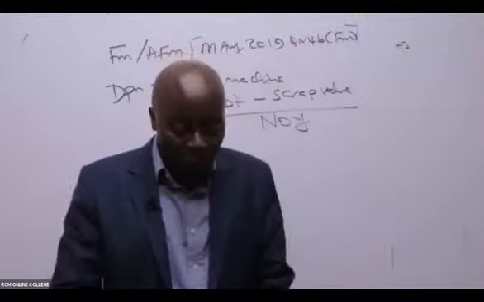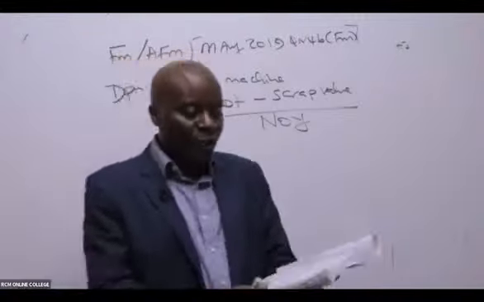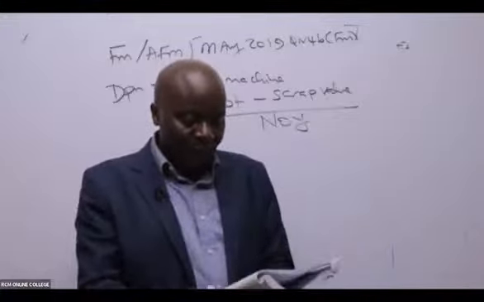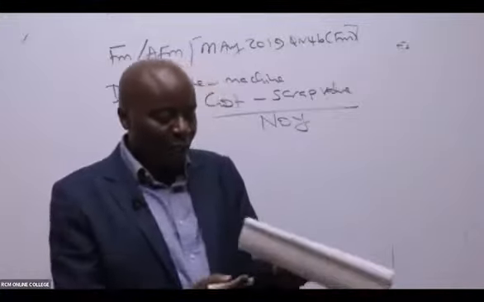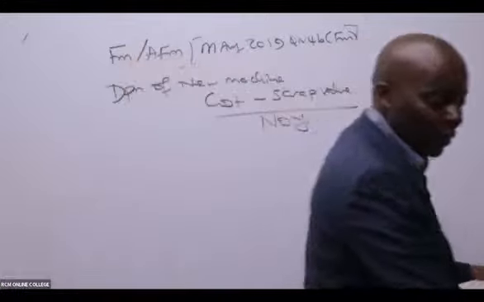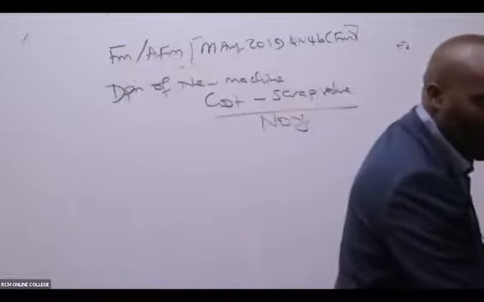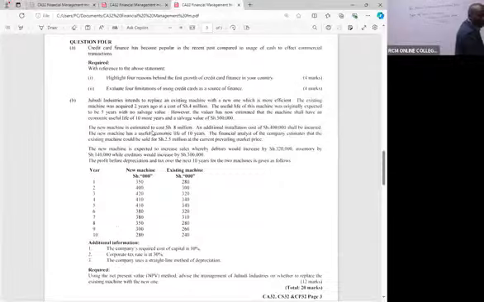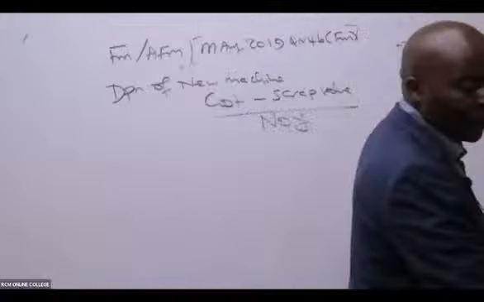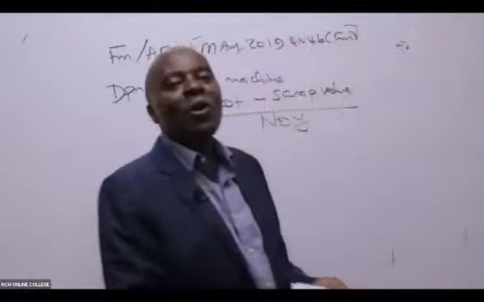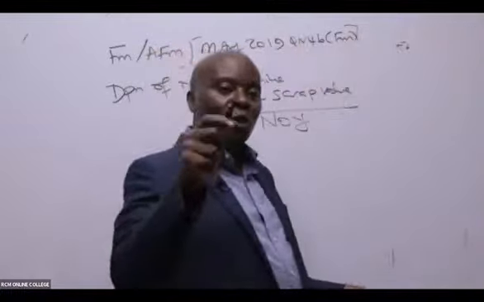So now I'm looking at the new machine. Is there somebody who is able to see the cost of the new machine? I want to believe you have the paper with you now. You can see the new machine is estimated to cost 8 million, but there is an additional installation cost of 400. So the cost of the new machine is not just 8 million, it will be 8.4 million because of the installation cost. And I would want us to chop the 3 zeros.